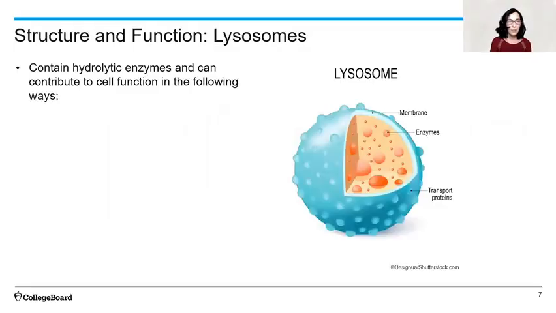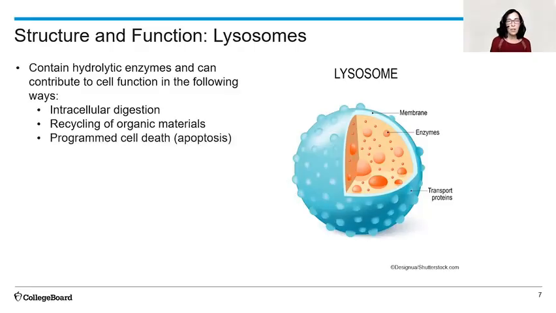Next, we have the lysosomes. Lysosomes contain hydrolytic enzymes, and these enzymes can be used for chemical digestion. So what might be some things that the lysosome is digesting for the cell? We've got macromolecules, other worn out cell parts and organelles. So you can recycle these organic materials. And even the lysosome could lead to programmed cell death or apoptosis.